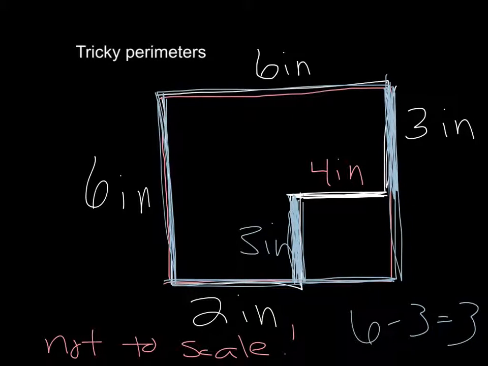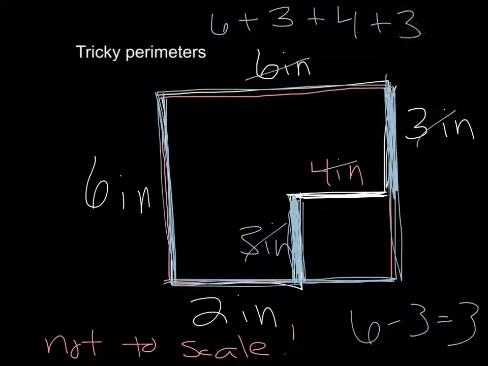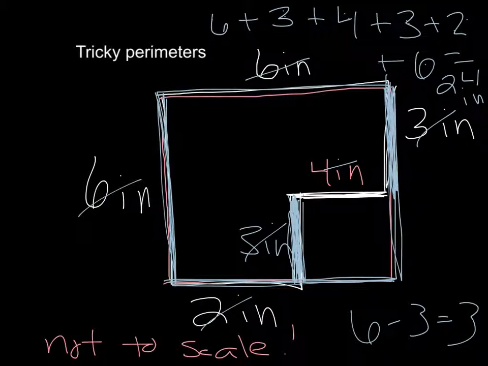And then I would find my perimeter by adding all of the sides together. So I would do 6 plus 3 plus 4 plus 3 plus 2 plus 6. And that would get me, let's see, 6 plus 3 is 9. 9 plus 4 is 13. 13 plus 3 is 16. 16 plus 2 is 18. 18 plus 6 would be 24. So my total distance would be 24 inches for my perimeter.